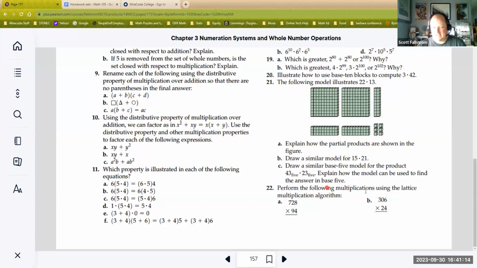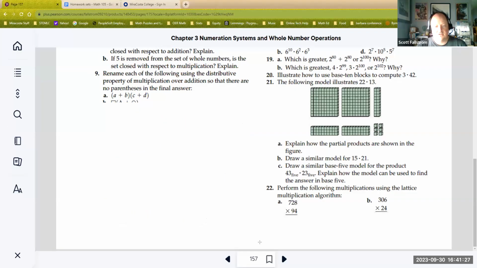Okay, we've got some lattice multiplication going on here. I guess I'll do one of these. Oh, shoot, maybe I'll do one of these and I'll do one of the other base just to kind of demonstrate if you need a little review of that. Okay, so let's go over here. We're going to do a little lattice work.